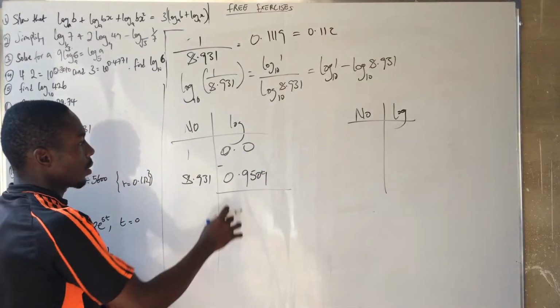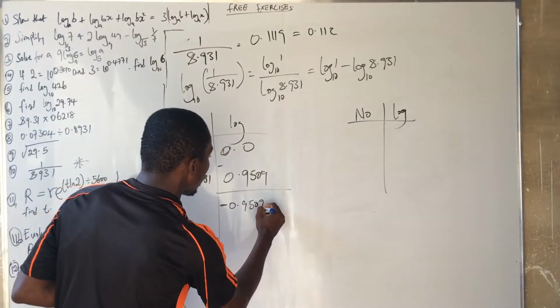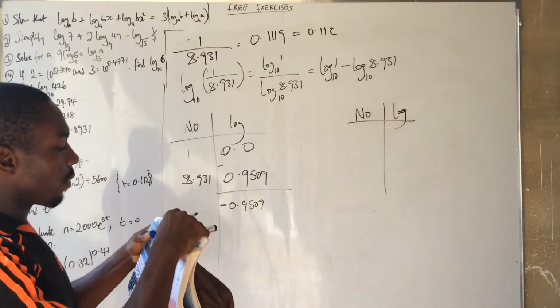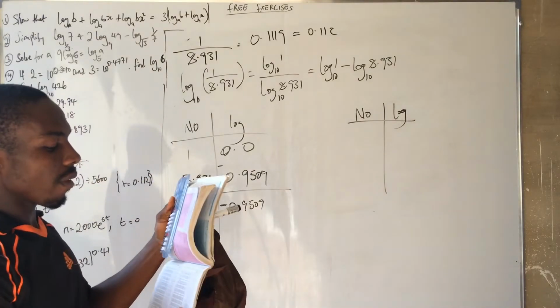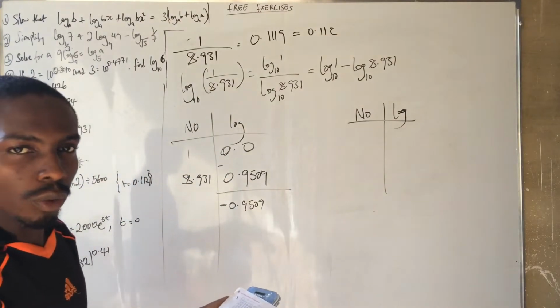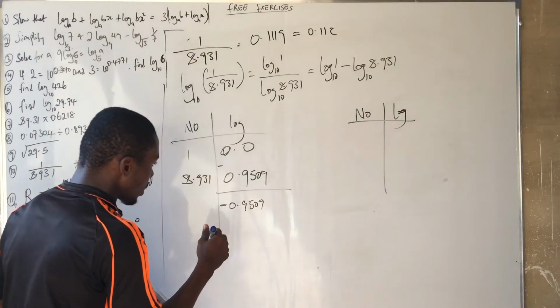So what do we do here? We subtract, we have negative 0.9509. But we don't have negative numbers in this anti-log table, we don't have anything in this anti-log table to be negative. So what do we now do?